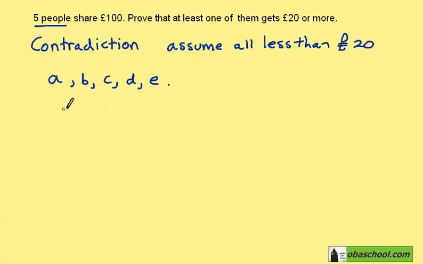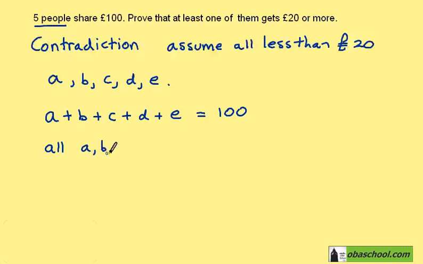We need these 5 amounts to add up to 100. So we need A plus B plus C plus D plus E to be equal to 100. But since they are all less than 20, it follows that A, B, C, D and E, all being less than 20, will result in a sum which is less than 100.